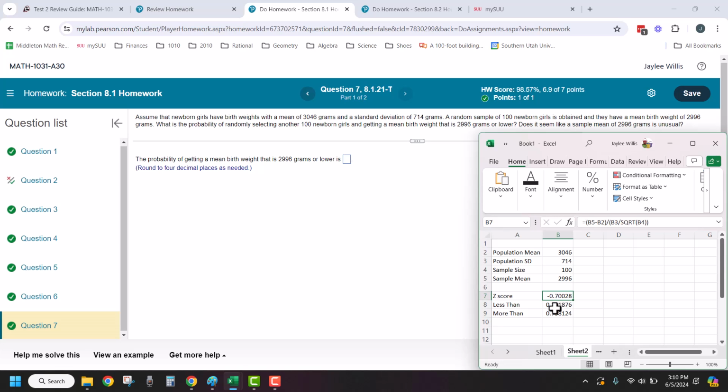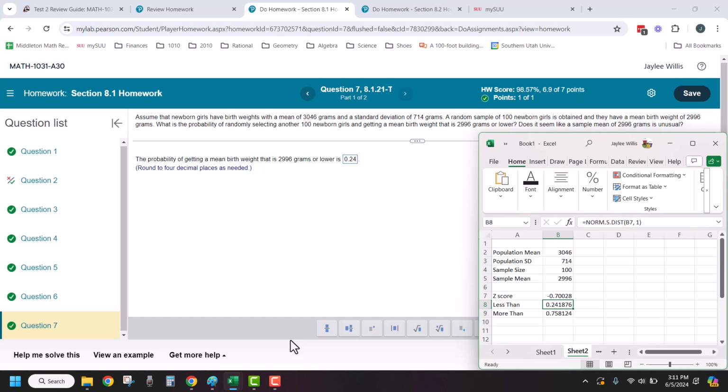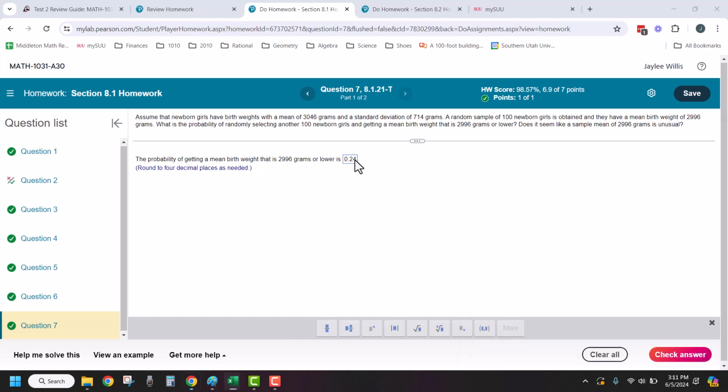And then our less than and more than calculation tells us how likely it is that you would get a birth weight lower than 2,996 grams. So I'm going to use this calculation here. And again, probabilities are usually written as decimals, not as percentages. So this means that it's about 24% likely, but we're going to type in that probability as a decimal. So 0.2419. The 7 rounds the 8 up to a 9. We get 0.24 19.